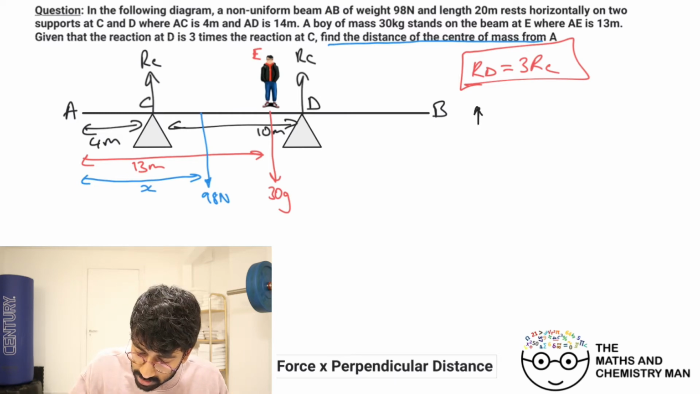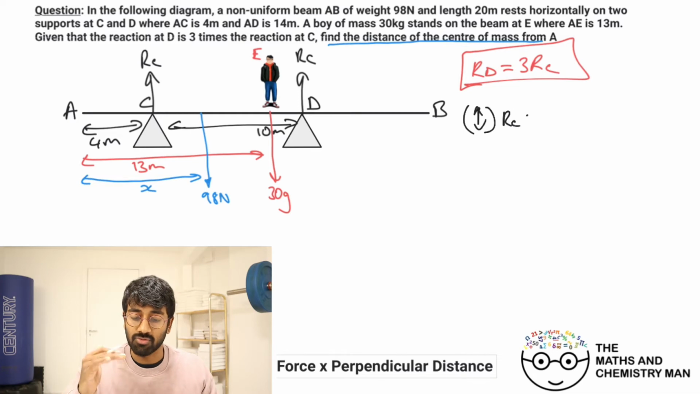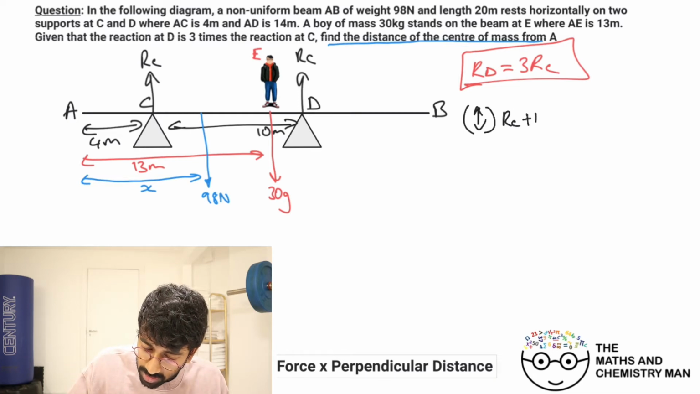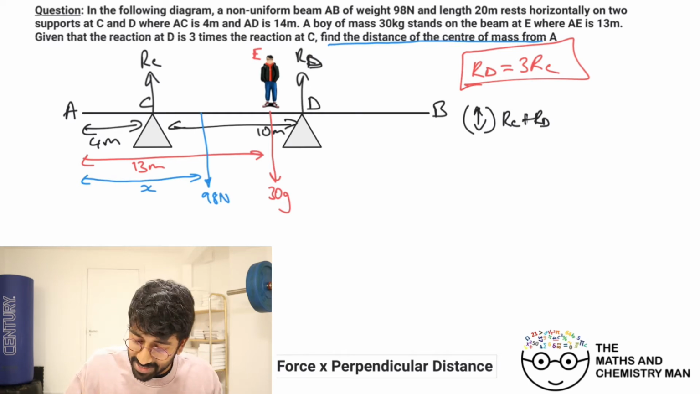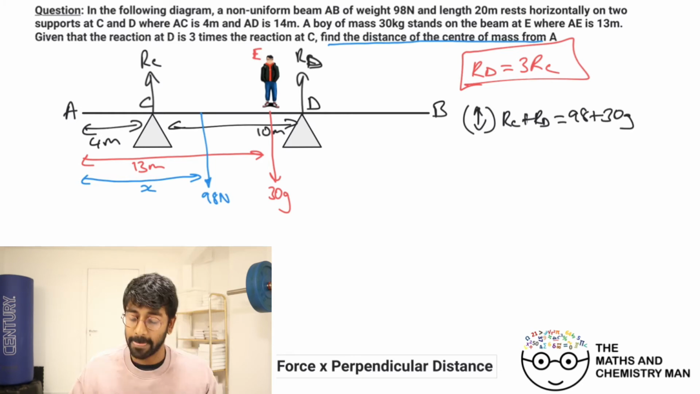So we're going to go upwards and downwards to begin with. Upward forces must be equal to downward forces. Why am I on about this? Because it's resting, so it's in equilibrium again. So we've got RC plus RD. Sorry, that should be RD over there, hopefully none of you spotted that. It is equal to 98 plus 30g. Then we can do some substitution, because RD is equal to 3 lots of RC. So let's sub that in.